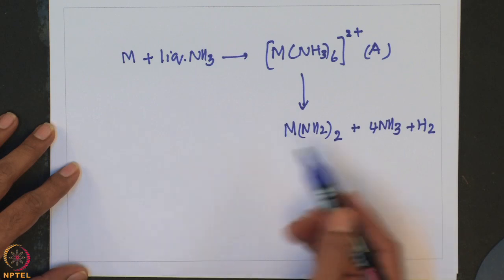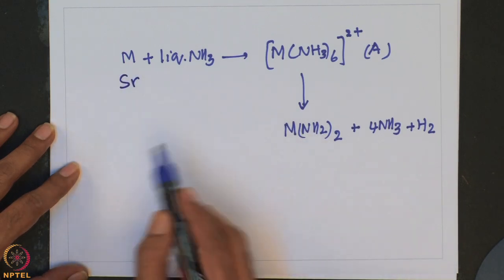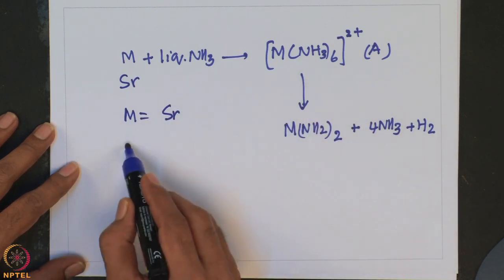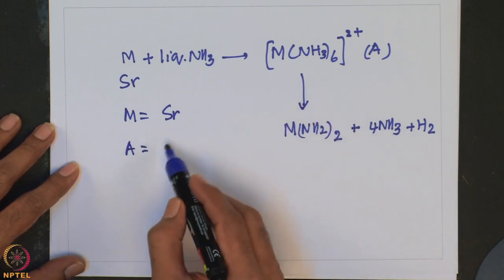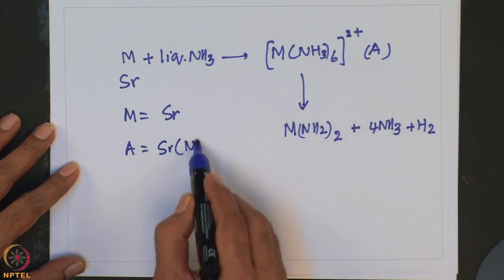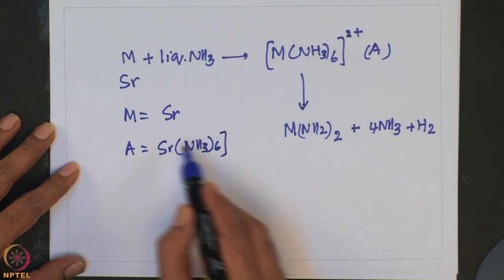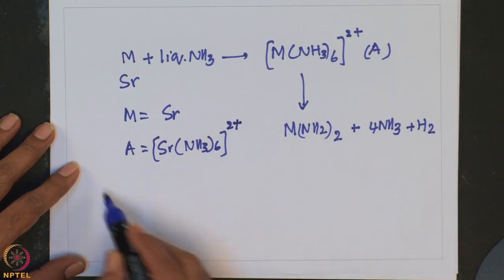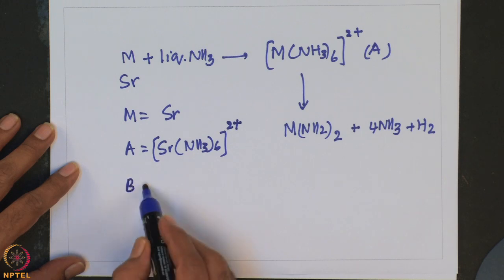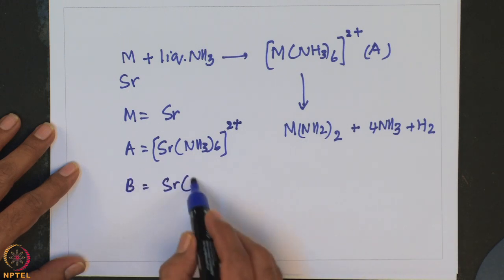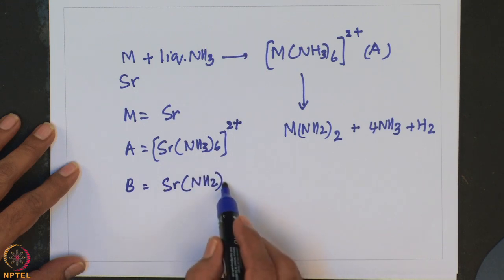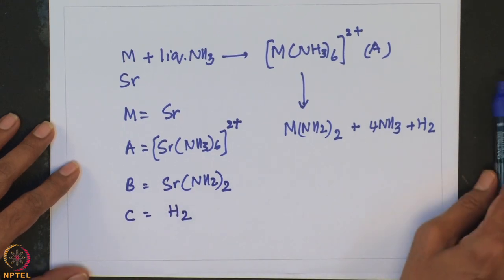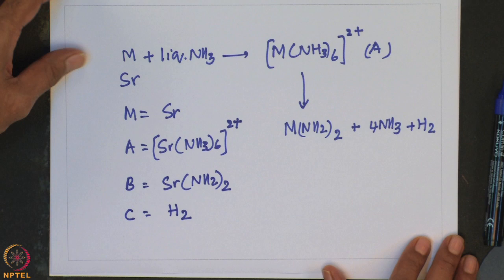Here of course, the flame test clearly indicates that this is strontium. So, M is strontium and A is the hexaammine strontium complex, with 2+ charge, and then B is this amide complex, a neutral compound, because NH2 minus is there, and C is obviously hydrogen. Okay. So, this is the answer for this question.